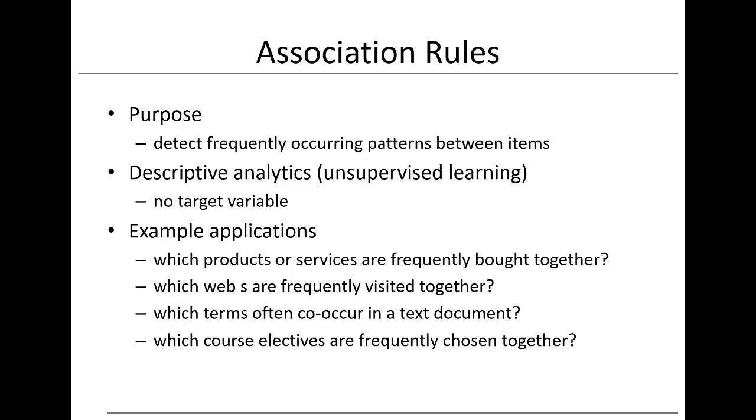Another example is analyzing which web pages are frequently visited together. This can be useful for optimizing website design. It can also be used for text analytics to study which terms frequently co-occur in a text document. This can then be used by text summarization tools. Finally, associations between course electives can be used to optimize university timetabling.